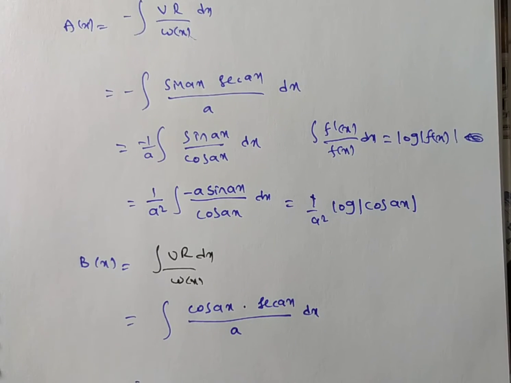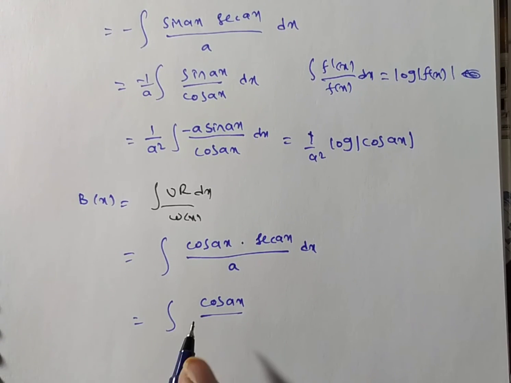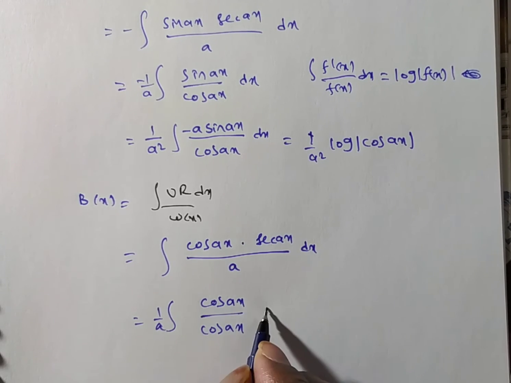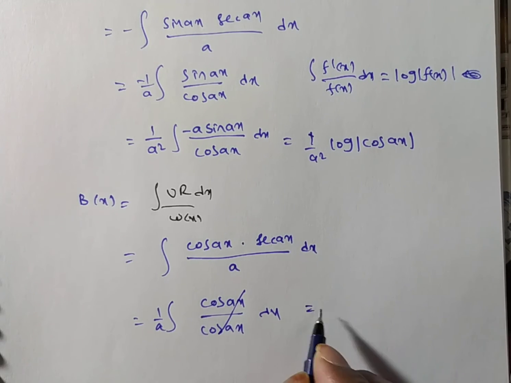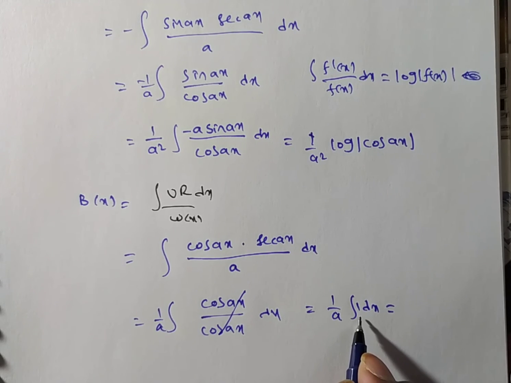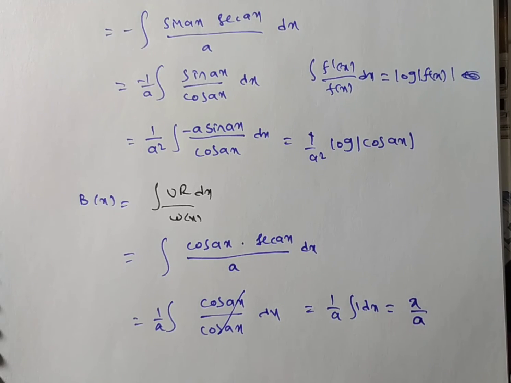So friends, you see the integral of cos ax. Secant ax you can write as 1 by cos ax. So cos ax by cos ax, and 1 by a I am writing outside, into dx. So these two are getting cancelled. Then 1 by a integral of 1 dx. So the integration of 1 with respect to x is x. So you will get x by a as the solution.